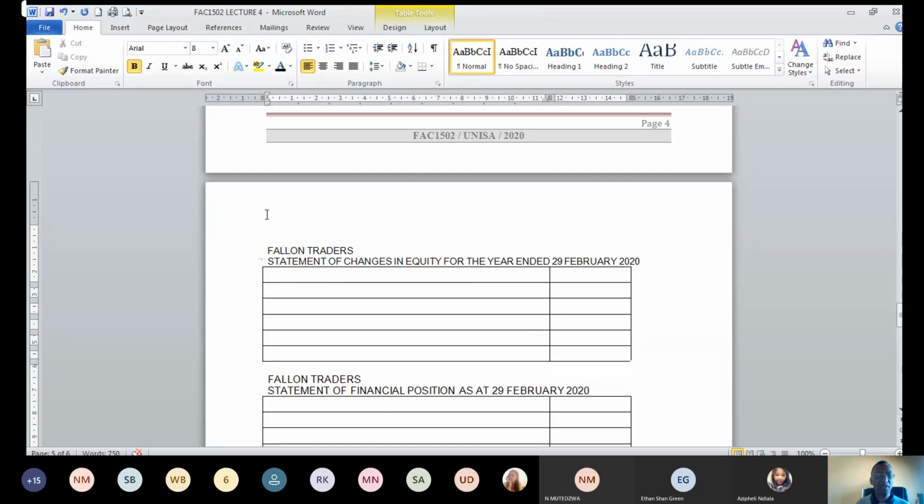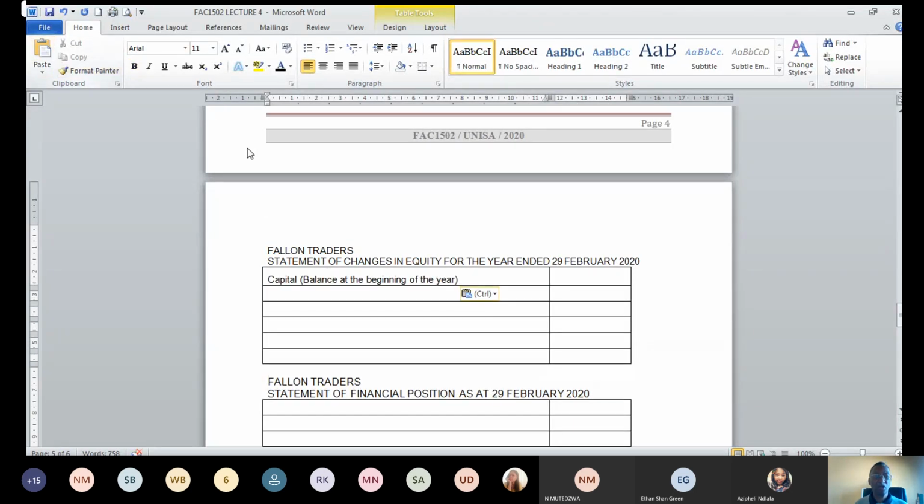In your statement of changes in equity, you must start with your capital balance at the beginning of the year. Nowhere in our question do we have information that there has been any increases or decreases to the capital during the course of the year, and therefore the capital balance at the beginning of the year is as given: 280,000 rand. That is the amount for capital in your trial balance.